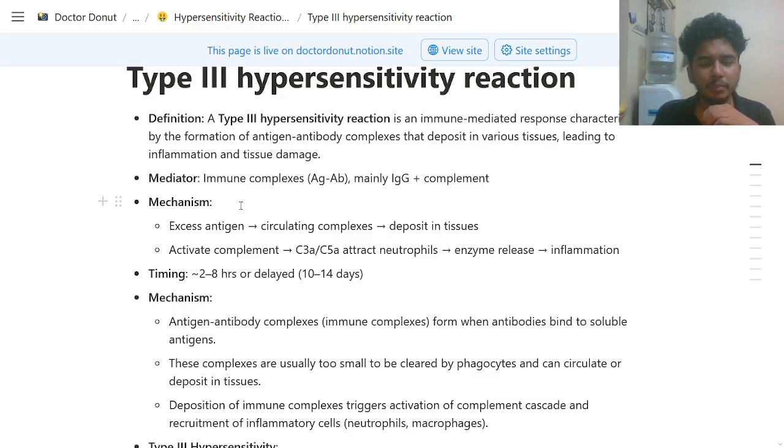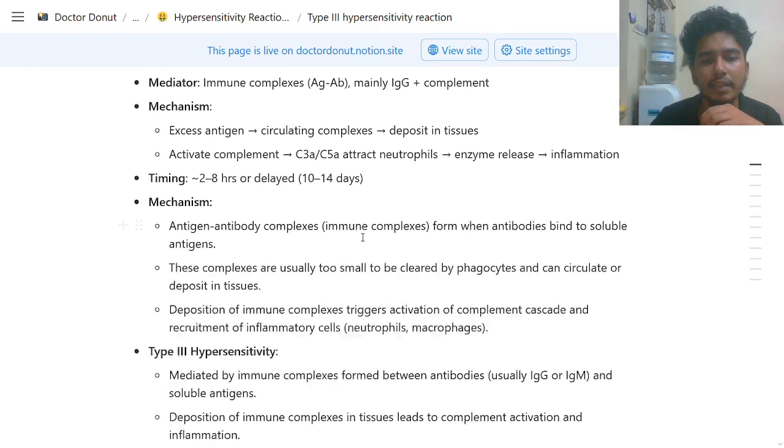So the mechanism is there is excessive antigen, and then a circulating complex forms because the antigen and antibody get together, and these deposit in the tissues, right? And then there is activation of the complement, which leads to C3a, C5a, opsonins, if you remember from the previous one, which attract neutrophils, which leads to enzyme release and inflammation. The timing is either 2 to 8 hours or it's quite delayed.